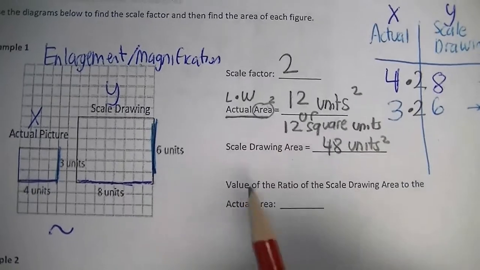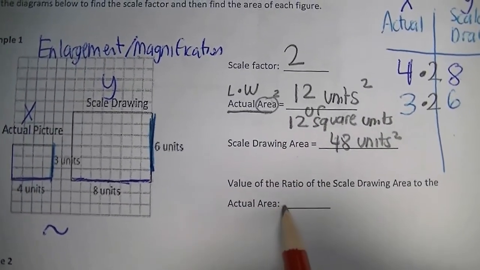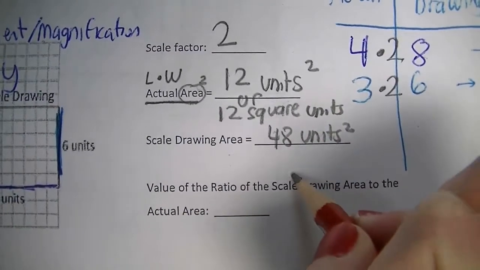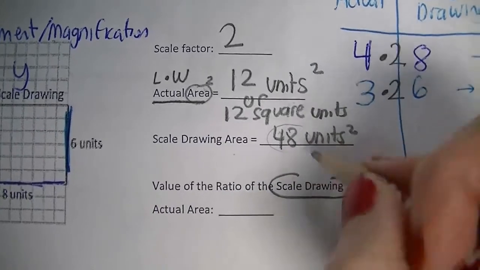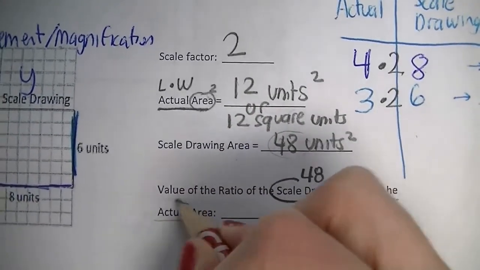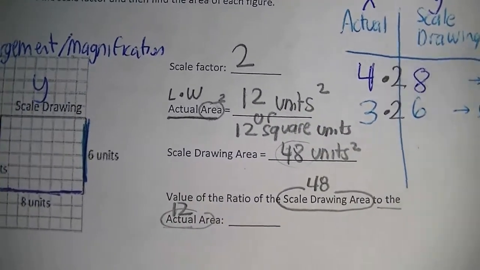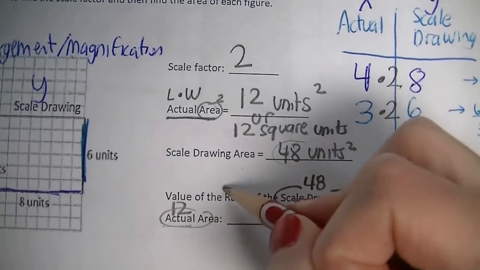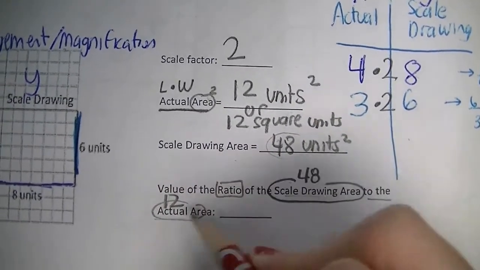Okay, now it says value of the ratio of the scale drawing area to the actual area. So look at the scale drawing area. Well, the scale drawing area right here is 48 units to the actual area. Well, the actual area was 12 units squared is what I should be saying. And they want us to do a ratio of that. So they want the scale drawing written first and then the actual drawing.